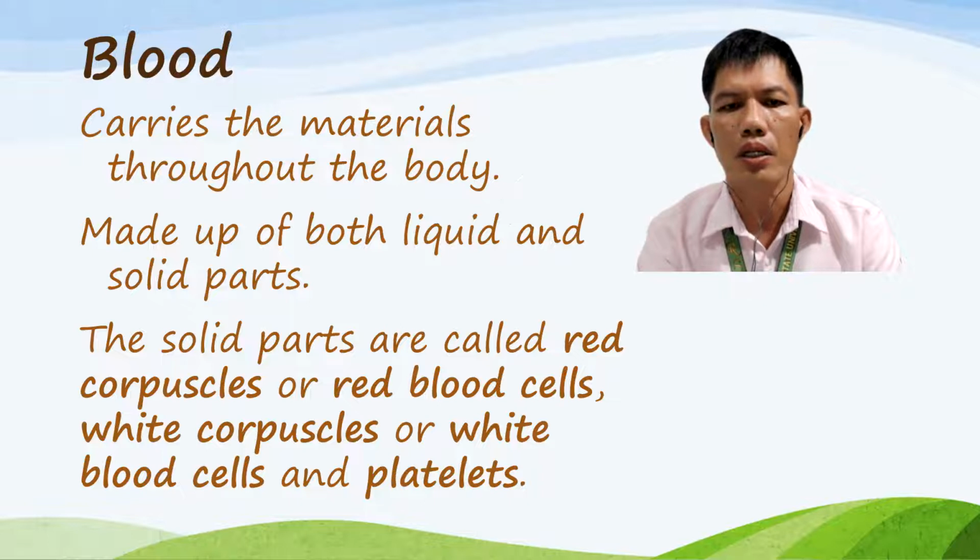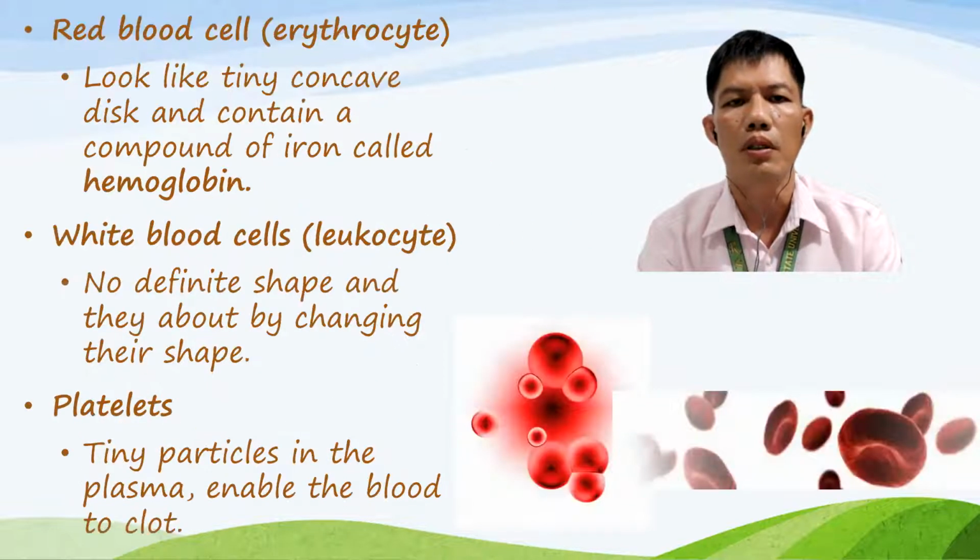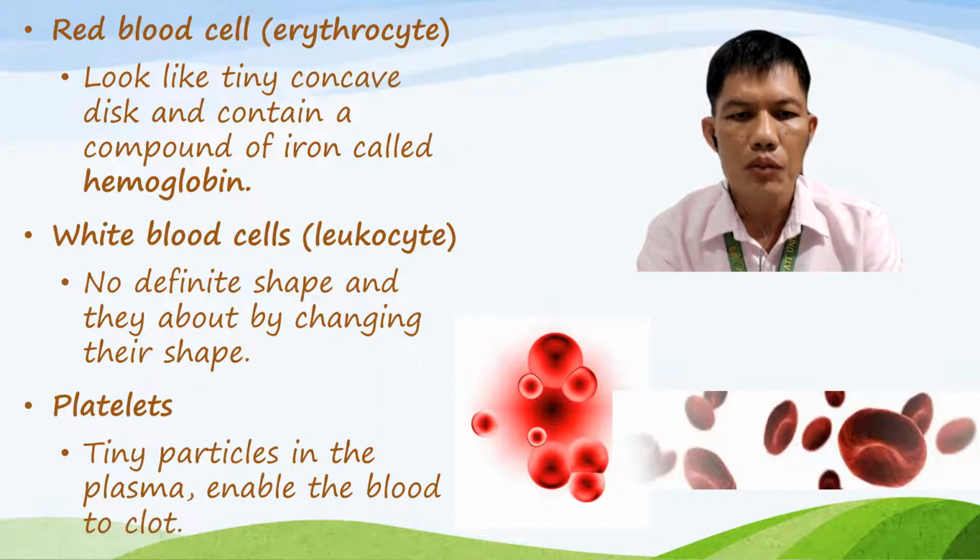The solid parts are called the red corpuscles or the red blood cells, or erythrocytes, and the white corpuscles or the white blood cells, called leukocytes, and the platelets. Platelets have something to do with blood clotting. The red blood cells, or erythrocytes, look like tiny concave discs and contain a compound of iron called hemoglobin. White blood cells, or leukocytes, have no definite shape, and they change their shape.